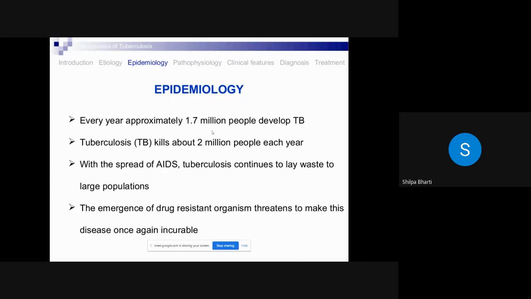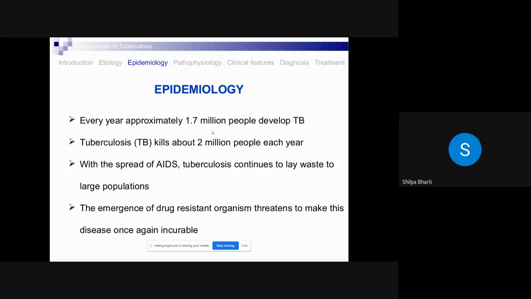And why the TB? Why are we struggling with TB? It's mainly because of drug resistance. In polio, we don't have any drug resistance. The infectious agent does not develop any resistance against the drugs. And of course, we have a vaccine against it. We don't have any vaccine against this.